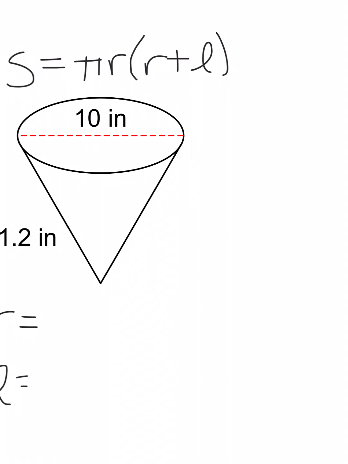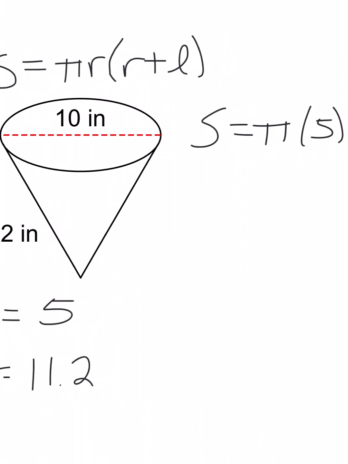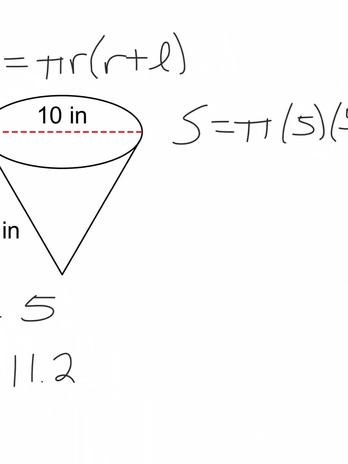What is the radius? 5. What is the slant height? 11.2. Just plug it in. When solving, what needs to happen first? Yep, parentheses, and then multiply, and then pi. What'd you guys get for your final answer? 254.4 inches squared. Yep, inches squared. Okay. Questions on any of the surface area formulas?